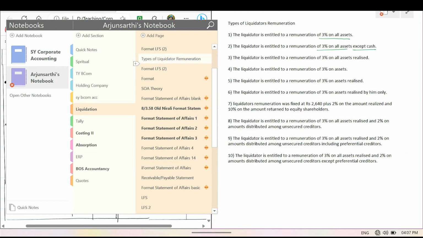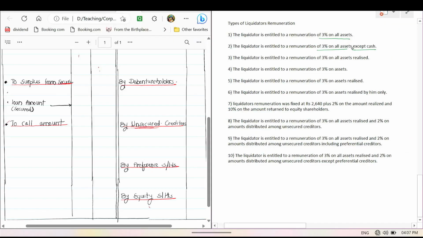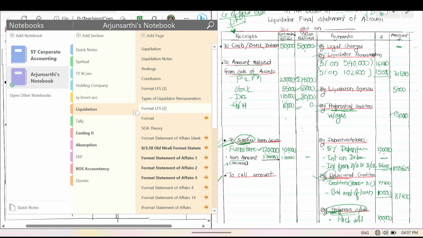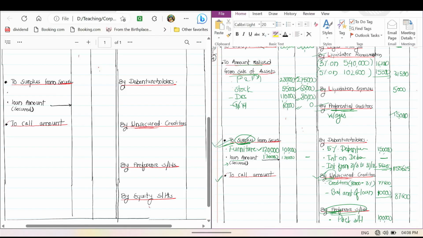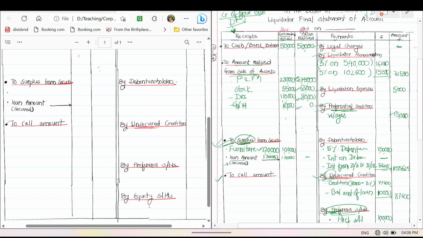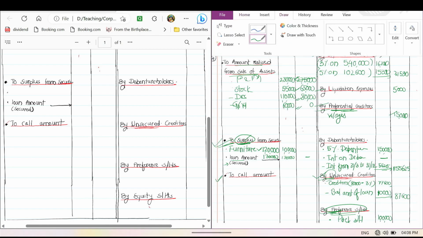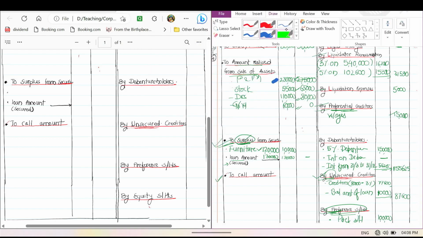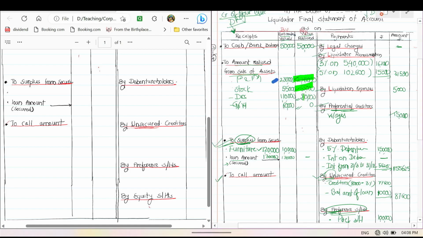Okay, now it's very simple. What they are saying is, on all assets except cash. Don't give commission on cash; other than cash, on all assets give commission. What does this mean? It means give commission on 2,75,000, 65,80,0 and 1,20,000. Understood? Specifically they are saying don't give commission on cash, therefore other than cash, on all assets.